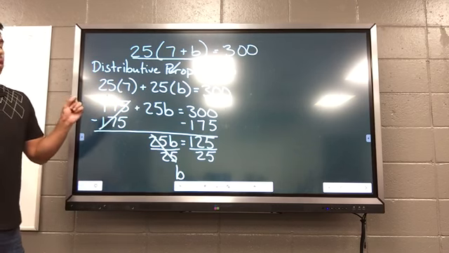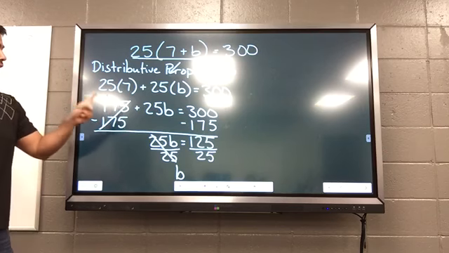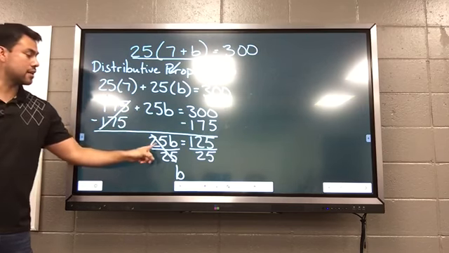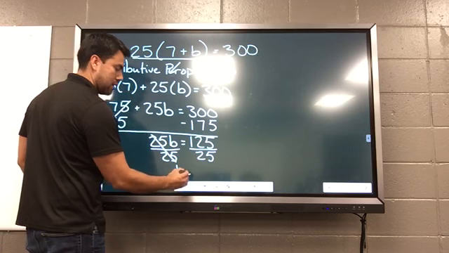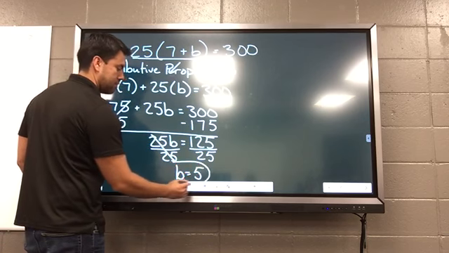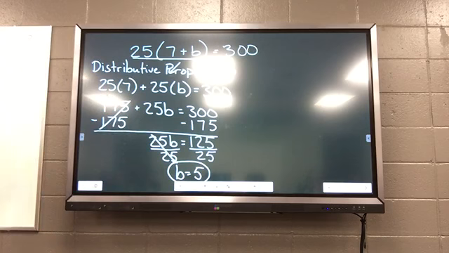So you're telling me, Mr. A, we use two identity properties? Yeah. Identity property of addition and identity property of multiplication. What's 125 divided by 25? 5. That's one way to work it out.